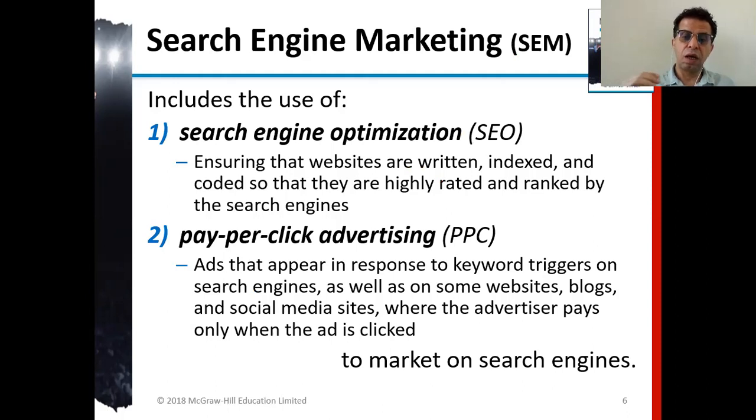That makes it. And there is something called pay per click, which is an ad you will see among the first 3 or 4 links, an ad that appears in response to keyword triggers on the search engine, as well as on some websites, blogs, and social media sites, where the advertiser pays only when the ad is clicked. That's the reason they call it pay per click.